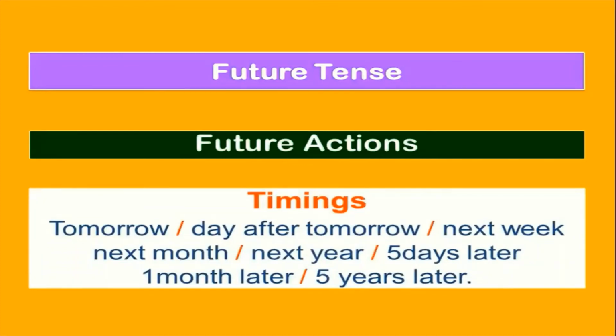Now let us start with the future tense. Here we have the timing words. Can you see them? Let me read them: tomorrow, day after tomorrow, next week, next month, next year. The word next is the timing word for the future. Five days later, one month later, five years later. The word later shows future action, or it's a timing word for the future.